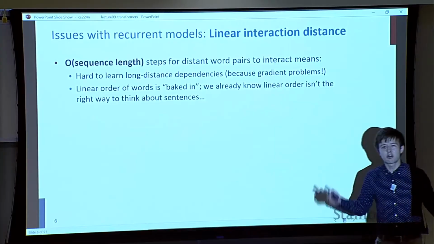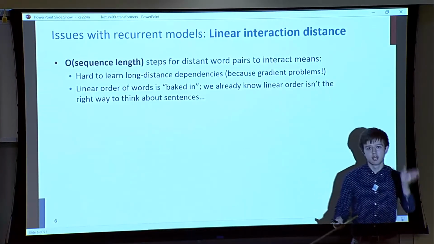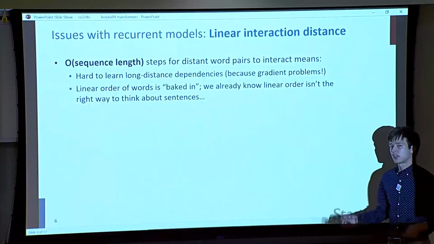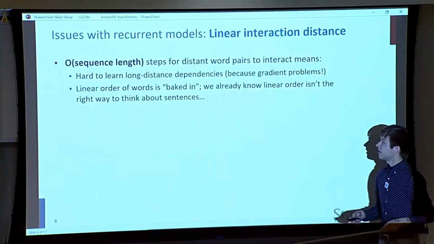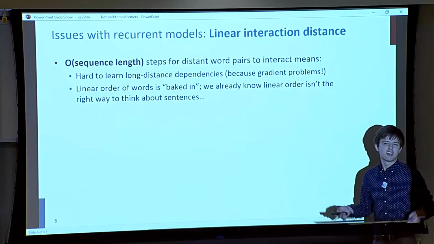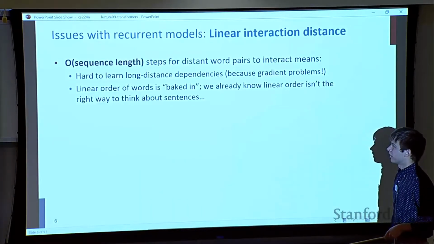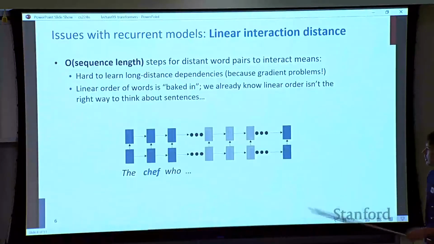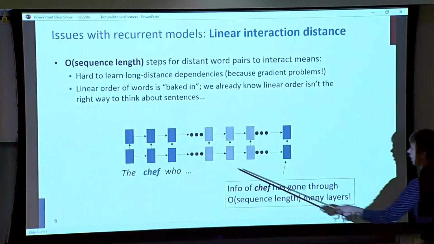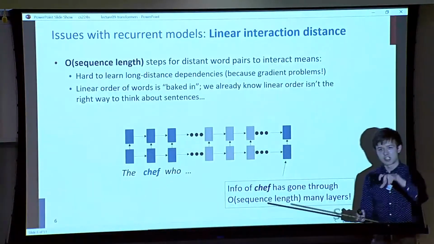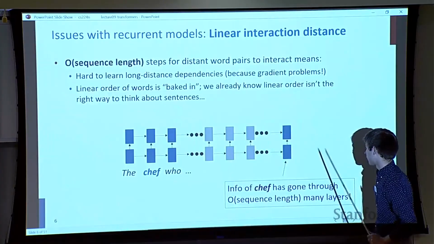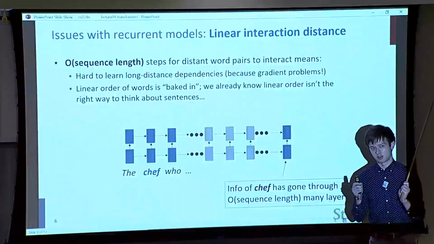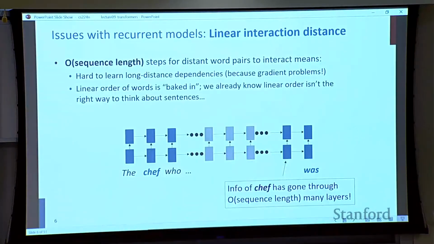And the linear order of words is sort of baked into the model, right? You have to unroll the RNN throughout the sequence, and it's not really the right way to think about sentences necessarily. At least linear order isn't really how sentences are structured. And so here you have chef, and then all this computation in the middle, all of those applications of the recurrent weight matrix before you allow it to interact with was. And again, the dependence is O of sequence length. And then you've got the word was.